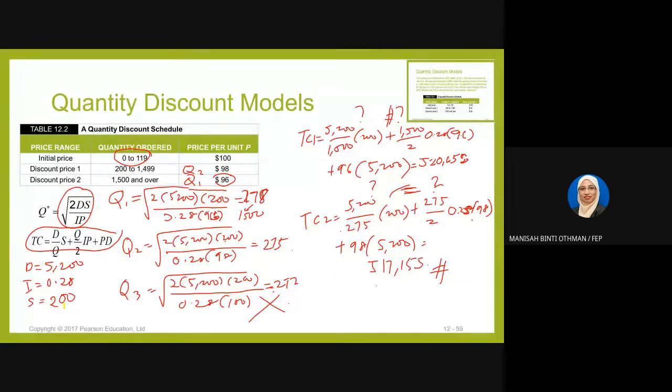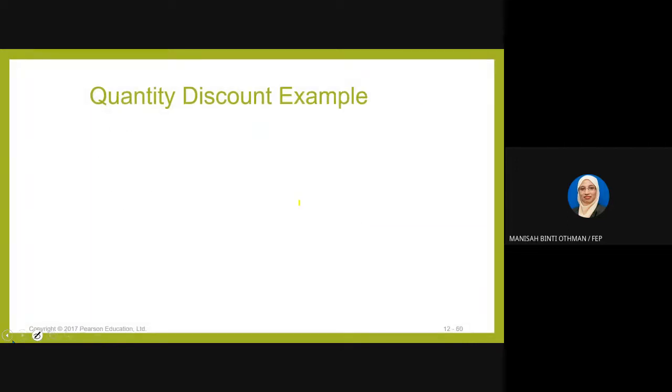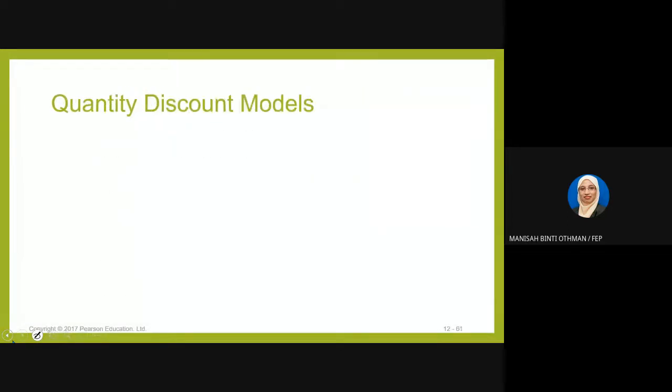Okay, so in this case, we suggest for the company to buy between 1,499 and 2,000 units at the price of $98. Alright. Any question? Okay. If you don't have any question, this is all the answer.